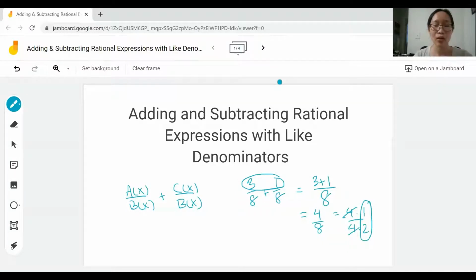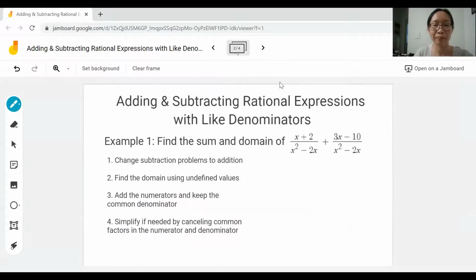The same process goes with rational expressions. If I have the same denominator, I can keep my denominator, and then I'll just add the polynomials on top. Then I can check and see if they have any common factors to simplify. Let's take a look at an example.